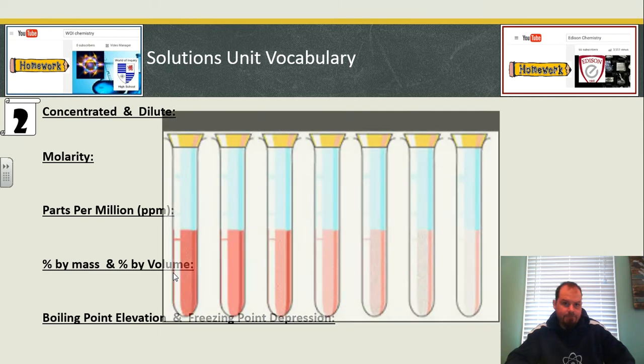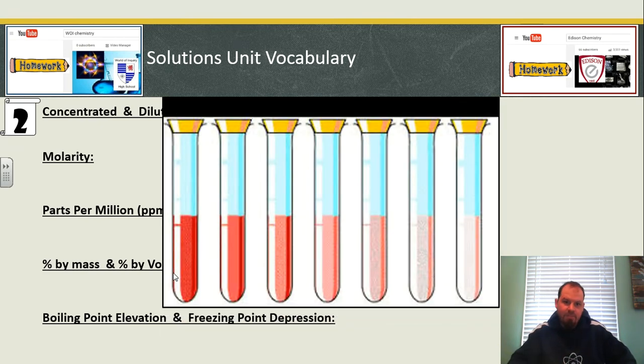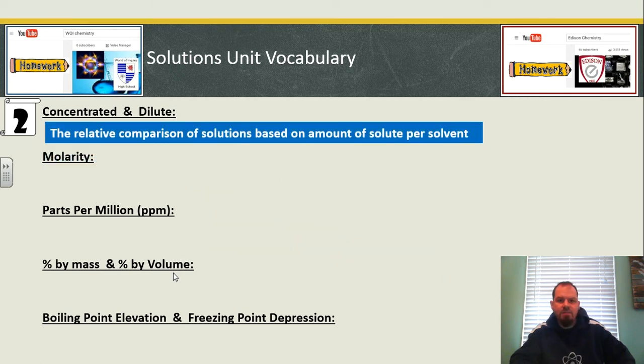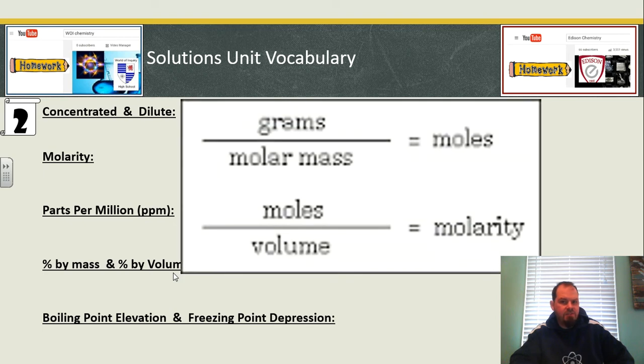Concentrated and dilute. You can see here we have more concentrated on my left side and more dilute on my right side. The relative comparison of solutions based on the amount of solute per solvent. That's key, because if there's almost no solvent, it's probably pretty concentrated. If that's all the same amount of solvent, then I can just compare the amount of solute, which is what we try to do.